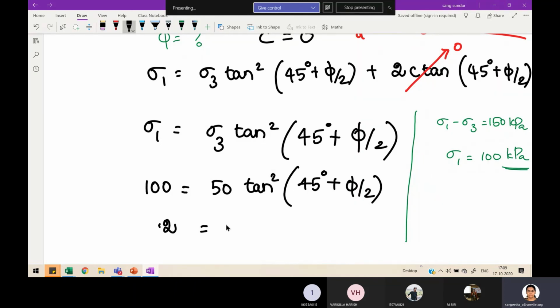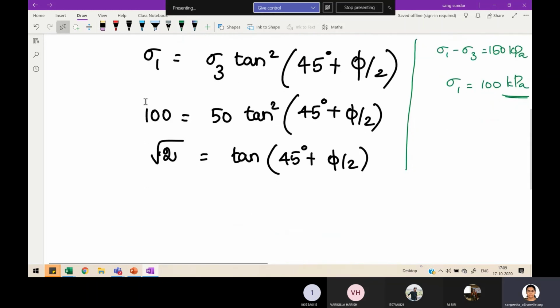So you will get tan square of (45 degree plus phi by 2) is equal to 2. So just take a root, then you will get tan (45 degree plus phi by 2). So just take inverse of this. So tan inverse of root 2 is how much? Now you have to use the GATE calculator and tell me the answer. With a normal calculator it is easy to find, but with the GATE calculator, just see how to apply and find out tan inverse and all.